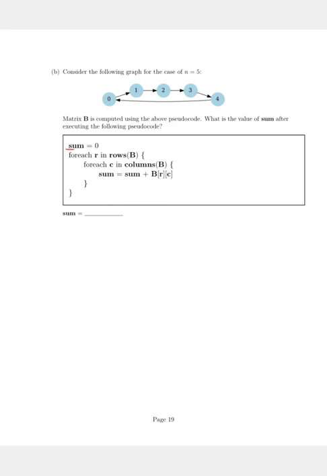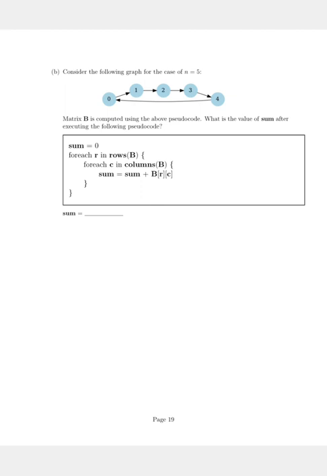So here we see that sum is initially given the value 0, and then for each r in rows of B and for each c in columns of B, you increment sum by the value of the element at B[r][c]. So we know that the value at a particular position in matrix B can only take two values. It can either be 0, which means that you cannot go from station R to station C by taking n number of trains, or it can be 1, that means you can take n number of trains and you can somehow reach from station R to station C. So these are the two values that an element can take.